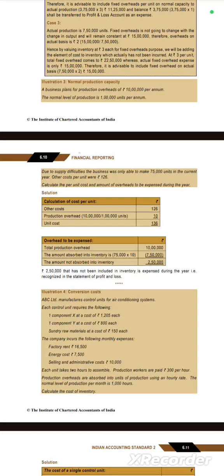Then the overhead to be expensed: the total production overhead is 10 lakh. We have produced 75,000 units this year, which is less than the normal capacity. So 75,000 into 10 gives us 7,50,000. The rest would be charged to the P&L.